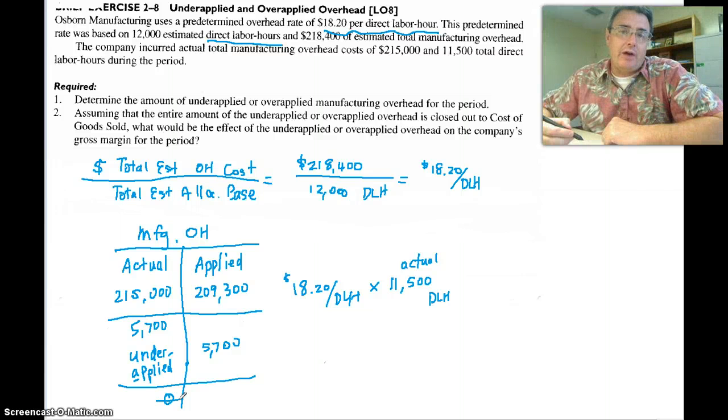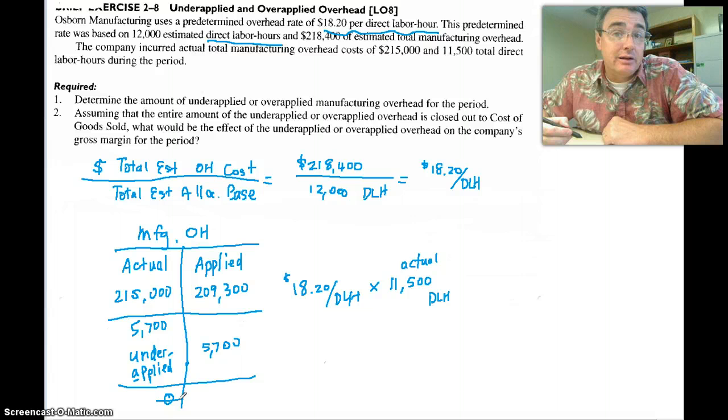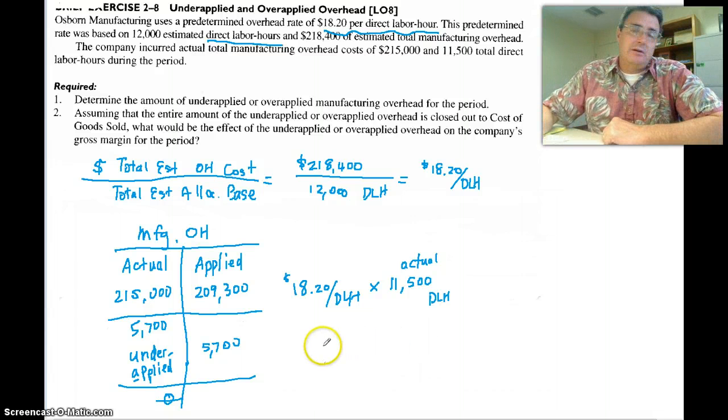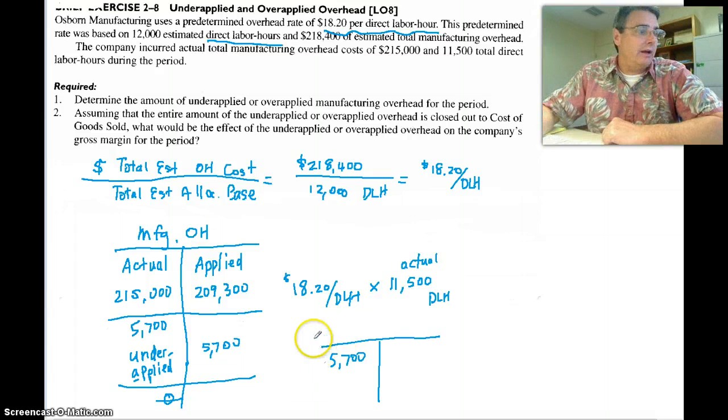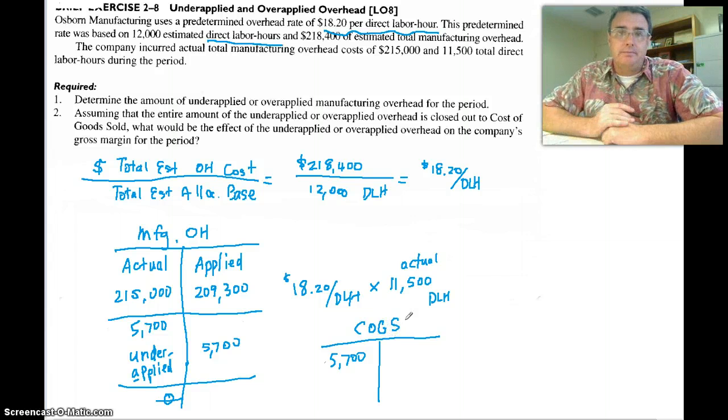All of you have taken accounting classes long enough to know that if you credit manufacturing overhead, you have to debit something else, or the world is not right. So I'm creating an account with a debit of $5,700. What account is that? It told you in the problem. Cost of goods sold account. Good old cost of goods sold.